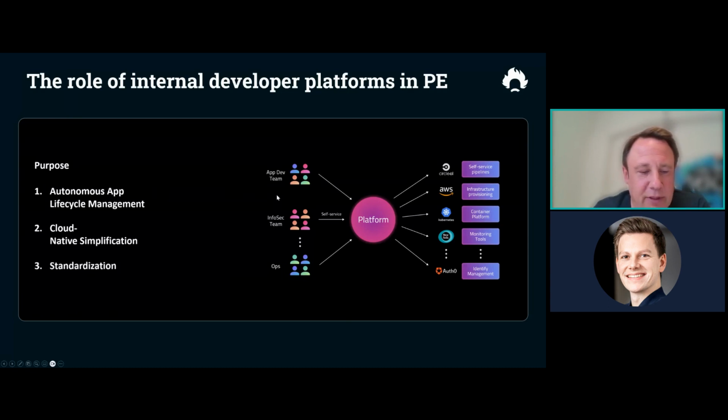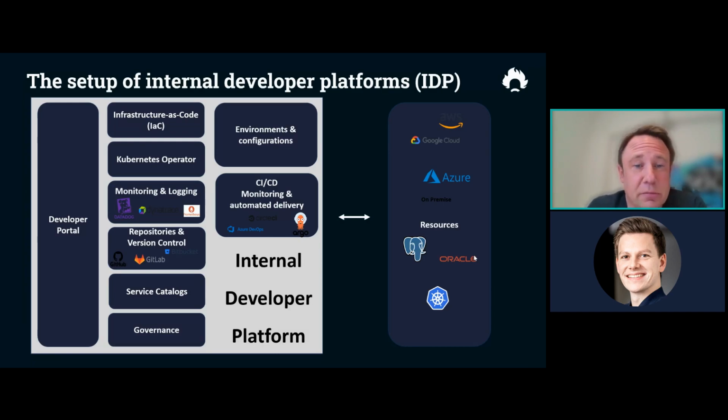Standardization, we already covered this. So yeah, uniformity in development and operational processes, ensure consistent quality across teams and projects, and compliance enforcement. So these are all part of the reason why you want to have an internal developer platform. This is a typical setup of an internal developer platform. So you start with a developer portal, which enables self-service for developers. It's based on infrastructure as code.